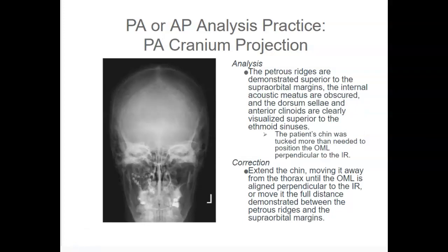And this PA cranium projection is just another demonstration of excessive chin tucking. The petrous ridges are again demonstrated superior to the supraorbital margins, causing your anatomy to be obscured, and your dorsum sellae and anterior clinoids are visualized superior to your ethmoid sinuses. So again, realign that OML perpendicular to the IR to get an adequate image.